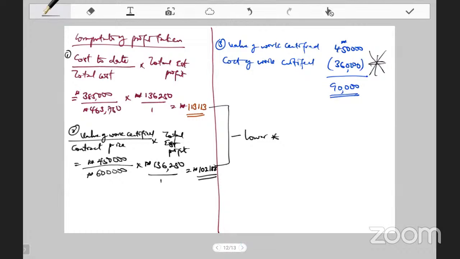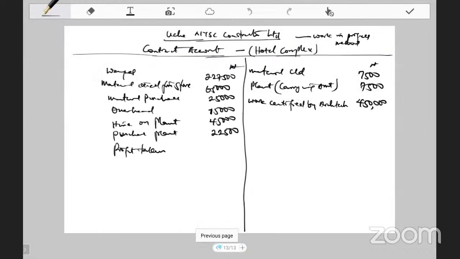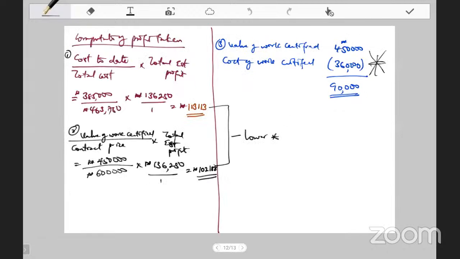102,188. And do you know why we cannot even consider the third method? Because there's no information on cost of work certified. So that's where I want you to pay attention. Because under work in progress, you will not account for the cost of work certified. And if you don't have the cost of work certified, you can't use that formula. So you are only left with these two formulas.